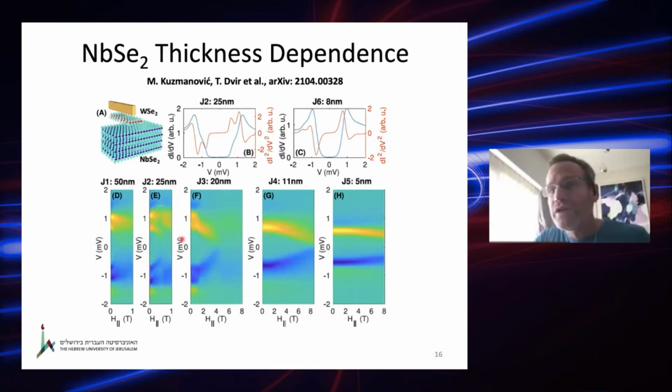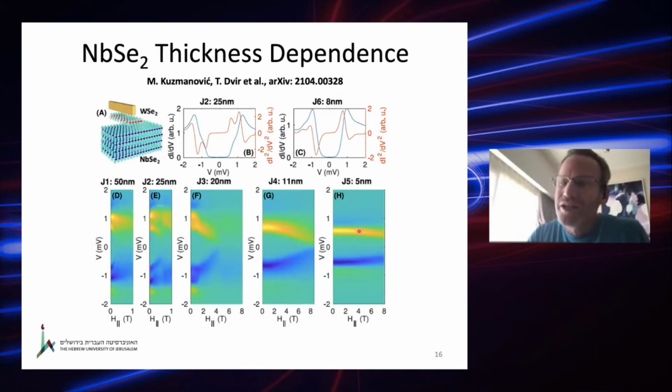Now we can start turning the superconductor towards the thinner and thinner regimes. We start at 50, 25, 20, 11, 5 nanometers. What we see is that this characteristic two-band superconductivity begins to disappear. And we notice that it disappears spectrally around 10 nanometers, which is about 15, 16 layers. At 5 nanometers, we no longer see any hint of two-band superconductivity.